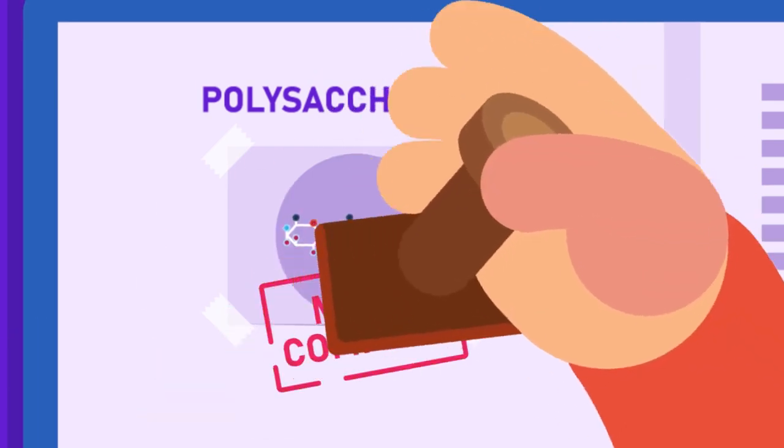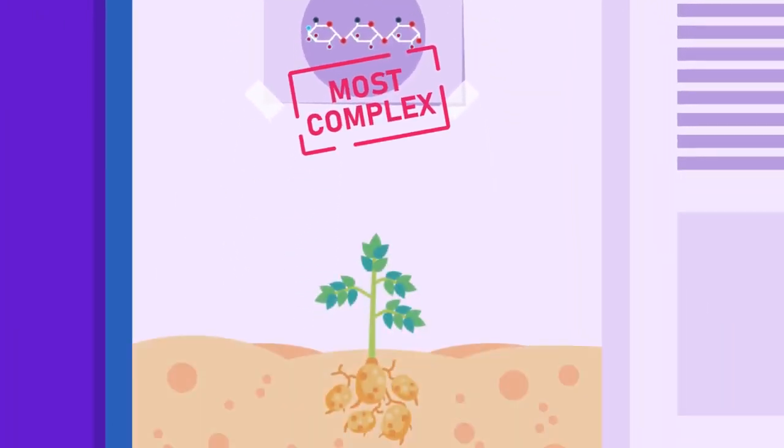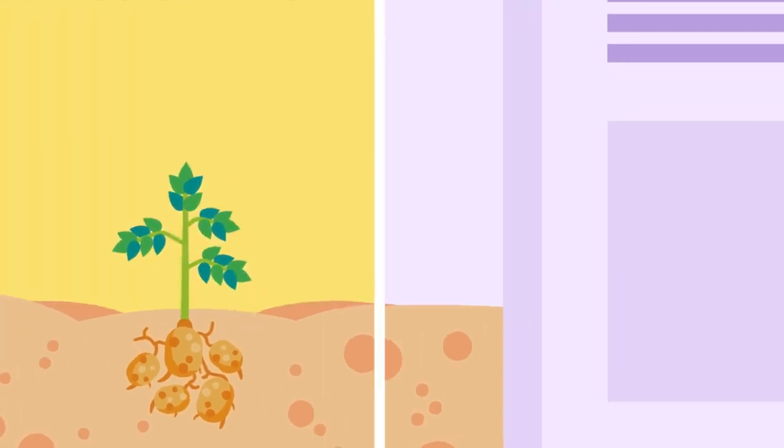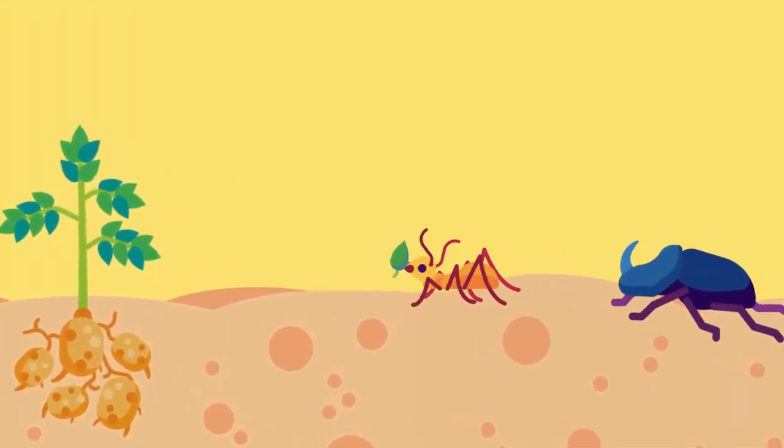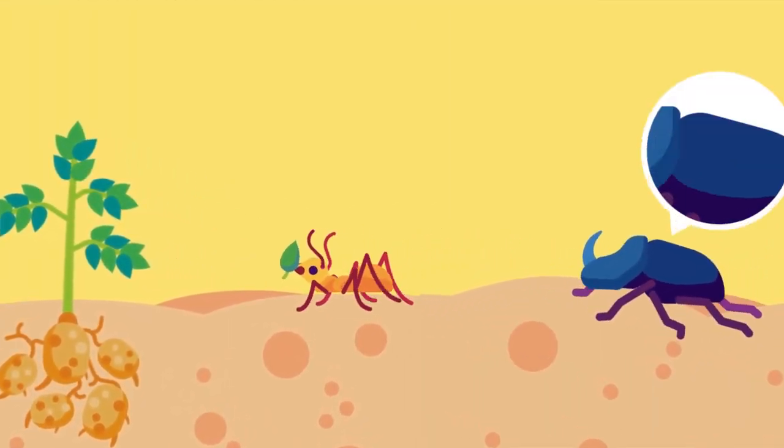Polysaccharides are the most chemically complex carbohydrates, and their examples include starch and cellulose. There are other substances which are slightly modified carbohydrates, such as the chitin of the arthropod skeleton.